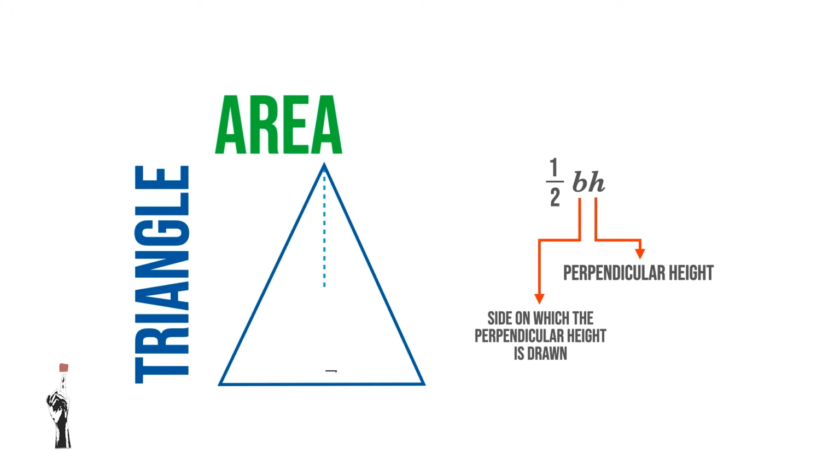Let's look at this example. Over here I have a triangle, with the dotted line being my perpendicular height. Note that it is not a side of the triangle, but this gives me my perpendicular height of this triangle. The base is always the side on which the perpendicular height is drawn. Therefore, this will be my base.